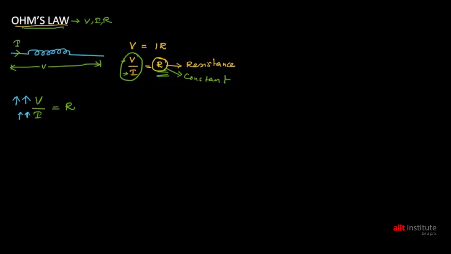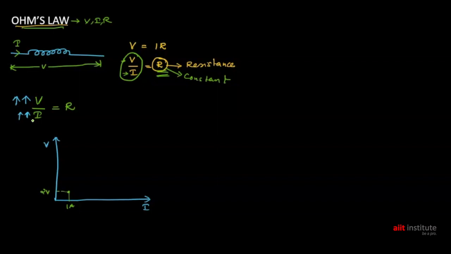I will show this by using a graph. I am plotting current on the x-axis and voltage on the y-axis. Let's say we put a voltage of 2 volt. Imagine the current turns out to be 1 ampere. When we apply 2 volt, we get 1 ampere of current. So I am plotting 1 ampere here. This is the point.